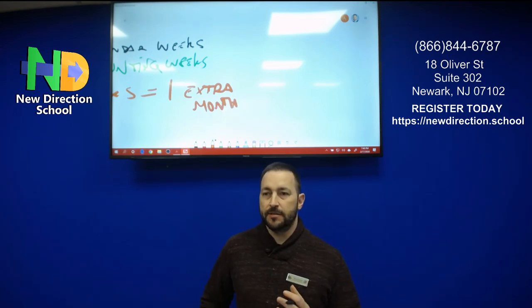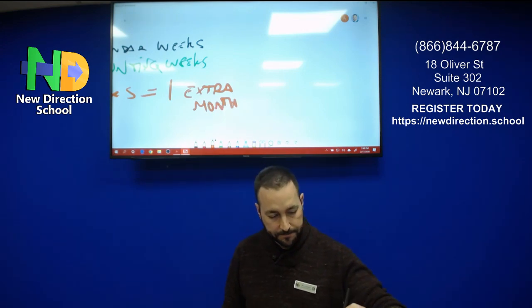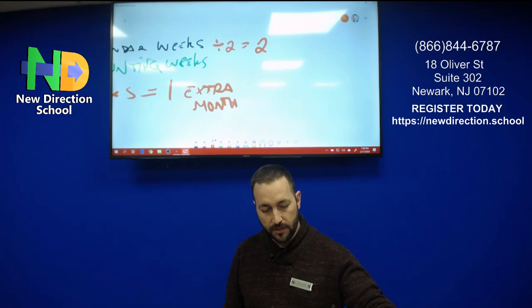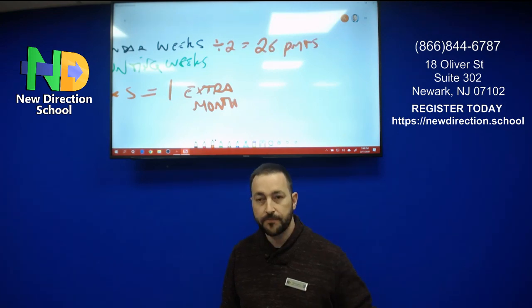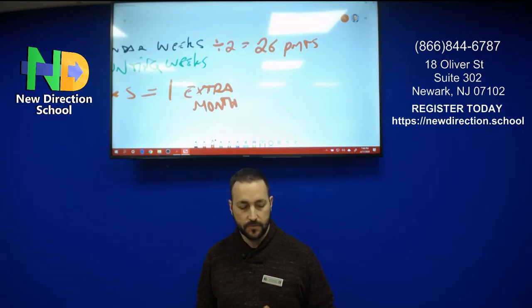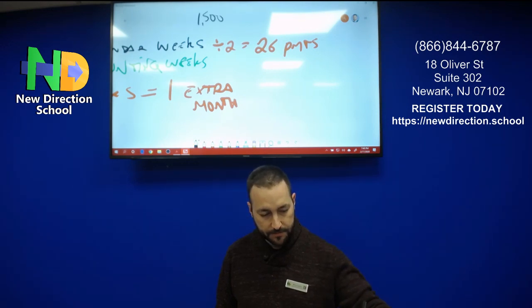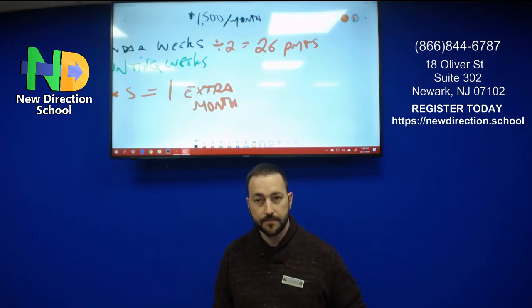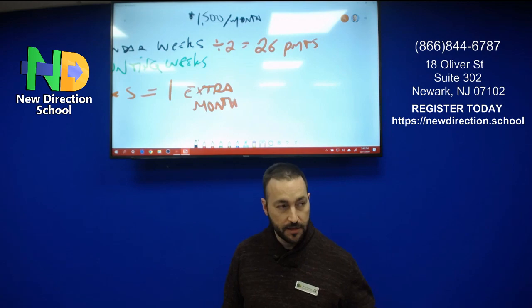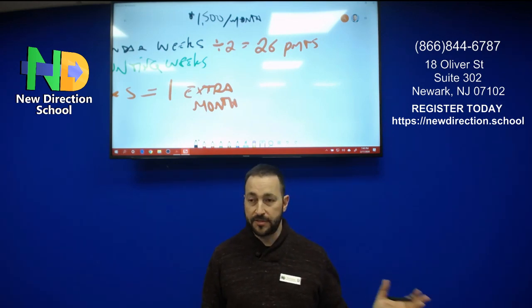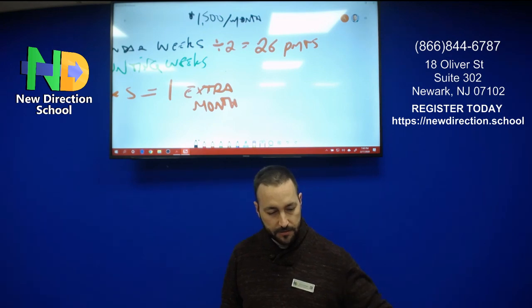If we talk about splitting the payment in two, there's 52 weeks, right? We divide this by 2. It equals 26 payments. Good so far? Okay. Let's say your monthly payment is $1,500 a month. That's your payments. Good so far?